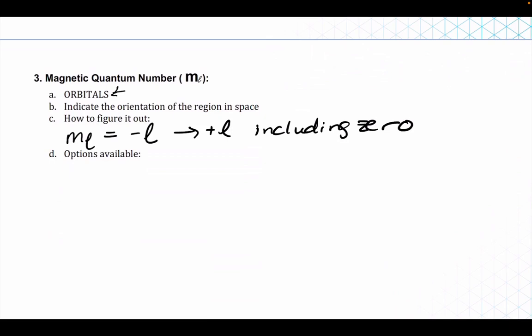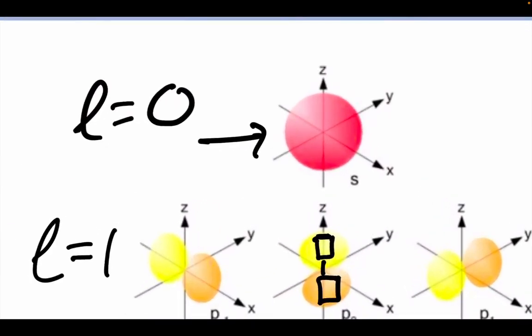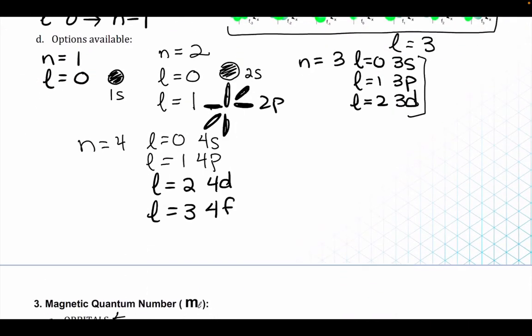So let me show you. If L equals 0, we know we're talking about that sphere, right? Then m sub L is also 0. So there's really going to only be one orbital, which can hold up to 2 electrons. So you look at your shapes here, the S can only be oriented one way in space. So it's going to only have one orbital, so it can hold up to 2 electrons.